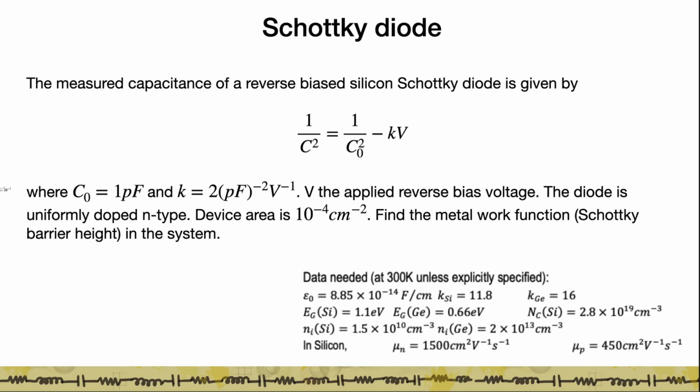The measured capacitance of a reverse bias silicon Schottky diode is given by 1/C² = 1/C₀² − kV, where C₀ is 1 pF and k is 2 pF⁻² V⁻¹. V is the applied reverse bias voltage. The diode is uniformly doped N-type. Device area is given. Find the metal work function or Schottky barrier height in the system.